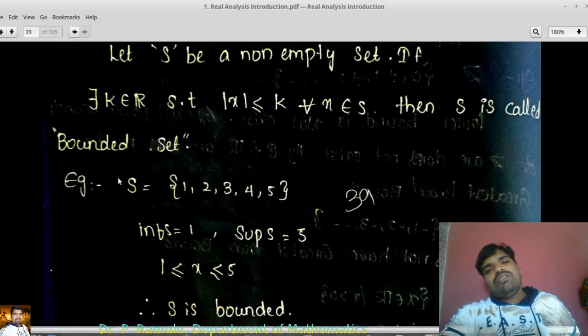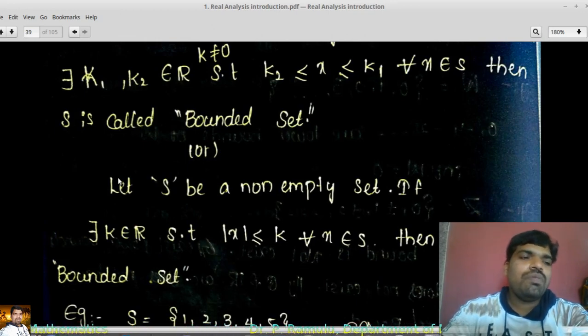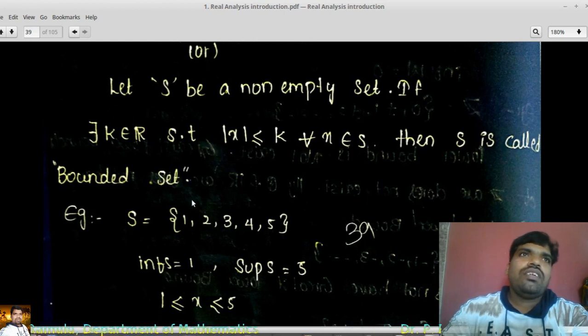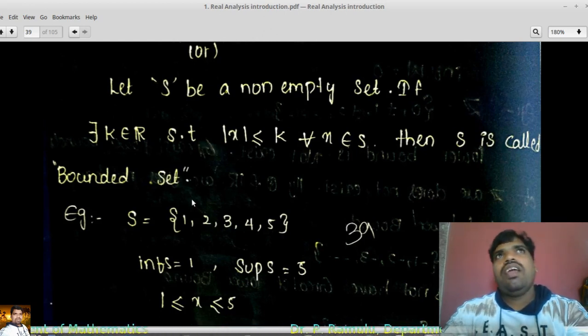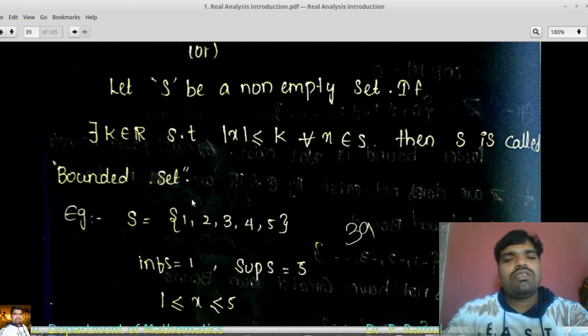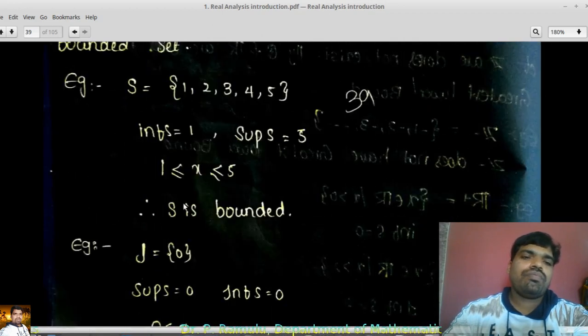Okay, the other way you can define it: a set S is said to be bounded if it has an infimum and supremum, or it has a lower bound and an upper bound. A set S is said to be bounded if it has a lower bound as well as an upper bound. The other definition is that a set S is said to be bounded if it has an upper bound as well as a supremum and infimum.